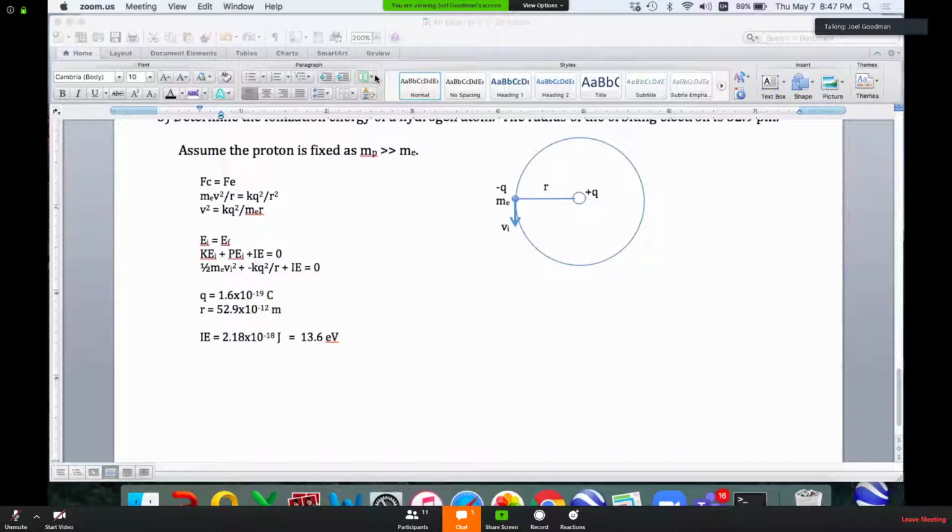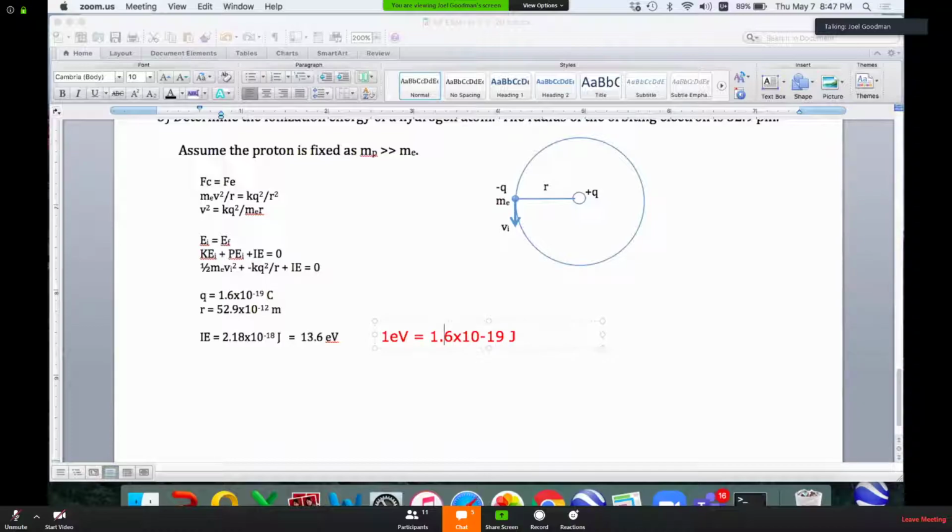So what are we going to do? We're going to come down here. I got to turn this back on. You should know about electron volts, especially if you're going into chemistry. An electron volt: 1 eV is equal to 1.6 times 10 to the minus 19th joules.